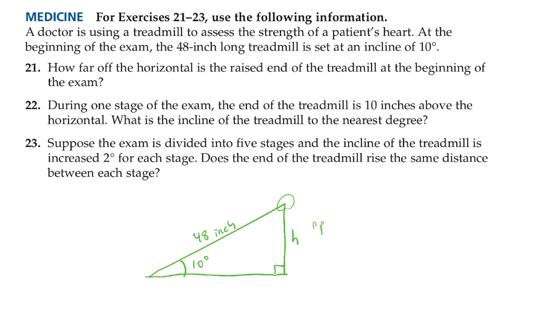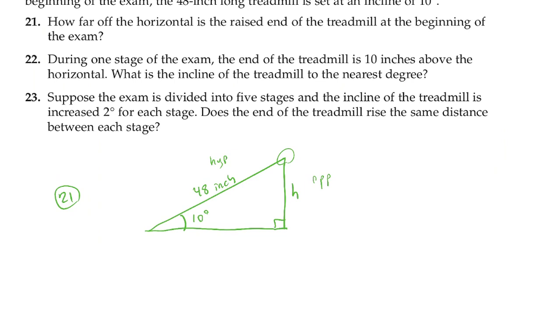So again, that's the opposite over the hypotenuse. So this is the sine. So we get the sine of 10 degrees equals height over 48. And this is in inches. We multiply both sides by the 48. And we get the height is 48 times the sine of 10 degrees. And so we punch it into the calculator, and we get that's approximately equal to 8.335, or let's just stop it there, 8.3 inches.